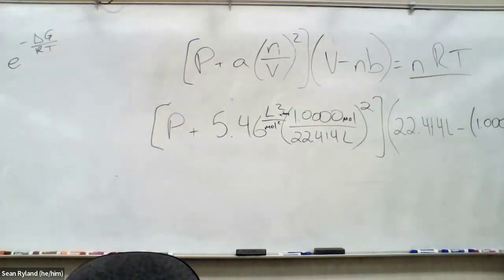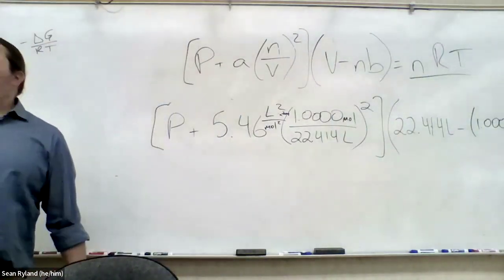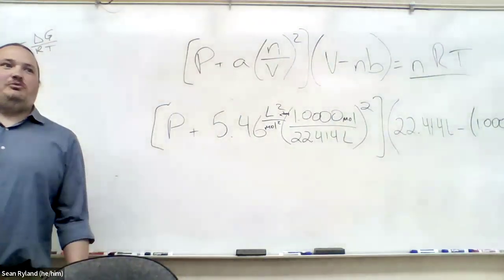All of that equals 1.0000 moles, 0.08206 liters ATM over moles Kelvin. And at least our temperature is easy to convert, right? 273.15 Kelvin. We're just trying to solve for pressure. No big deal, right? Just a whole heap of arithmetic and algebra.